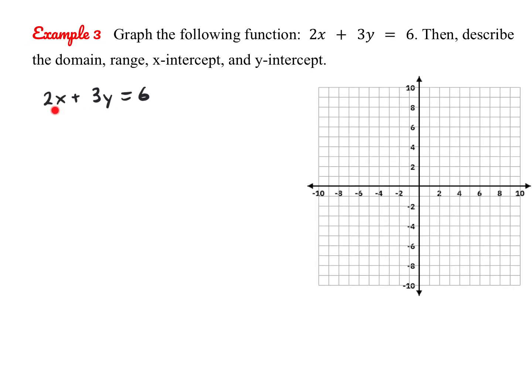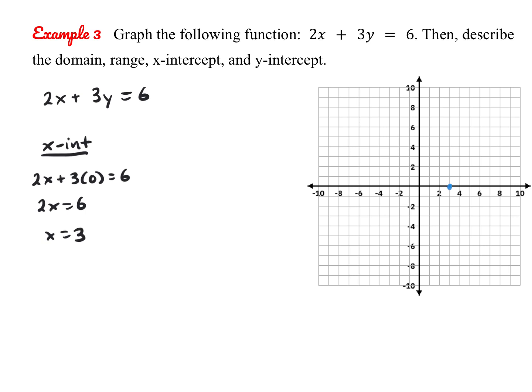One way is we can actually graph this again by just finding the x and y intercepts and then connecting those in a straight line. So let's try doing that. Our x-intercept, remember we set y equal to 0. So 2x plus 3 times 0 equals 6. 2x equals 6, so x equals 3.